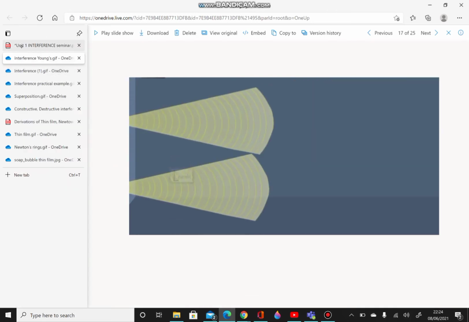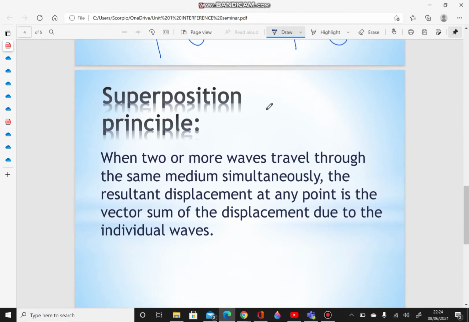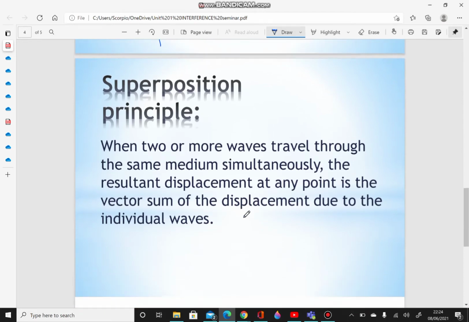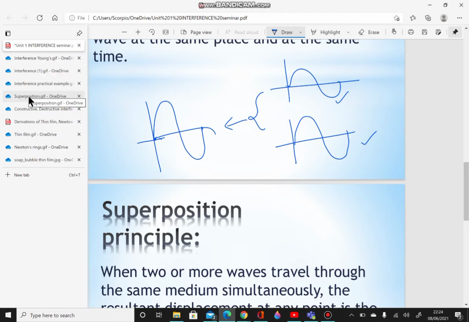Now, interference can be understood with more clarity from a principle called the principle of superposition. What is it? When two or more waves travel through the same medium simultaneously, the resultant displacement at any point is the vector sum of the displacements due to the individual waves. As we have seen before, to put it more clearly, we're taking two waves with different wave characteristics, even though they have the same wavelength, same frequency, and a constant phase difference. Let's see this clearly with the visual representation.